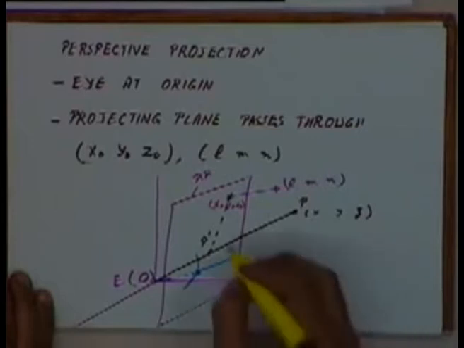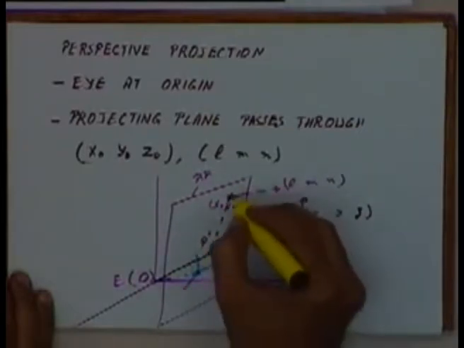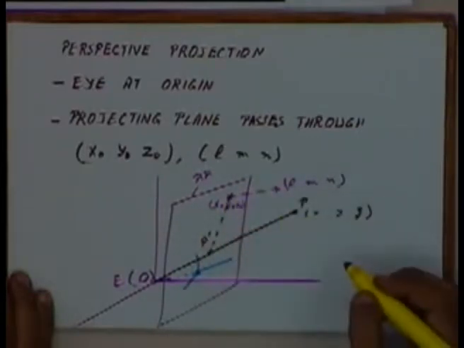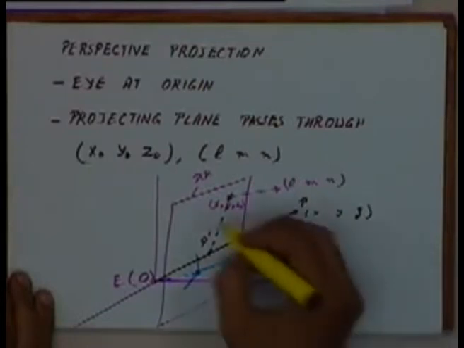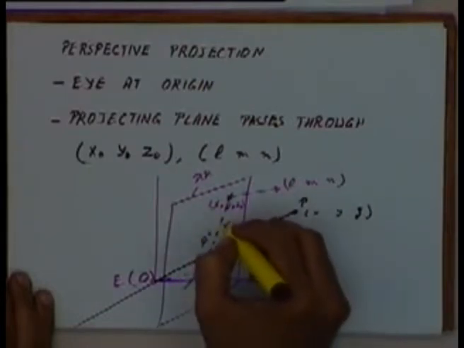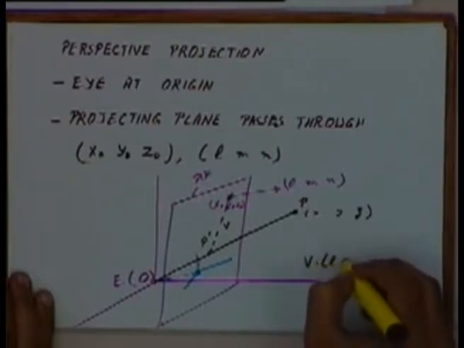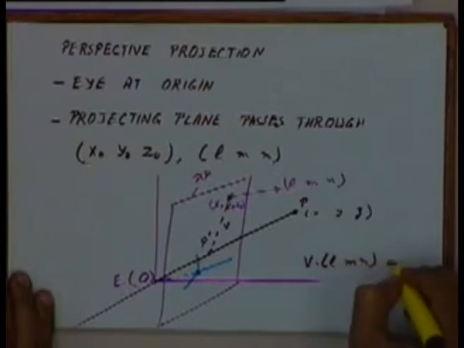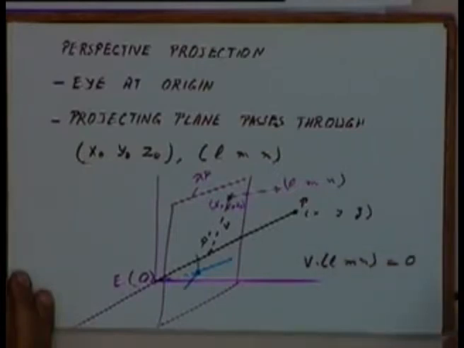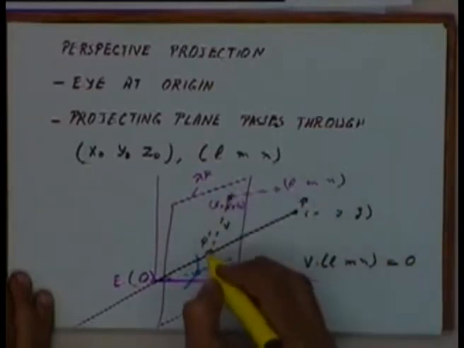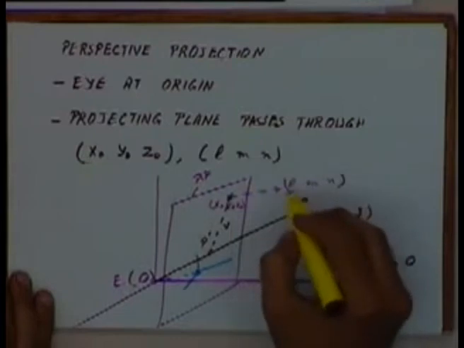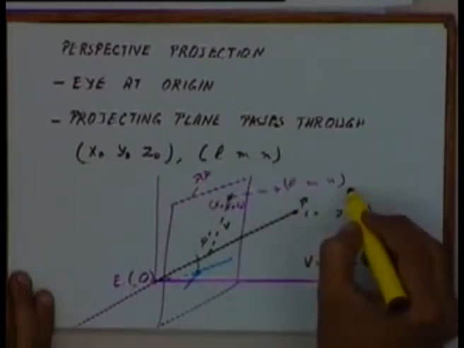The dot product of the two vectors. The dot product of this vector with this unit normal vector has to be equal to 0. Is that okay? Let's say this is my vector, let's call it V. So the vector V dot with LMN has to be equal to 0. This is because this vector V is a vector in the plane, and this vector LMN is a normal vector to the plane.